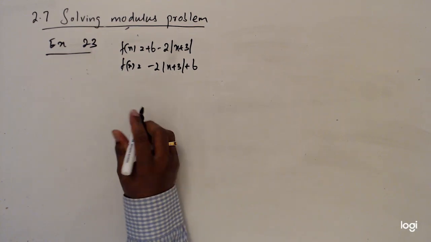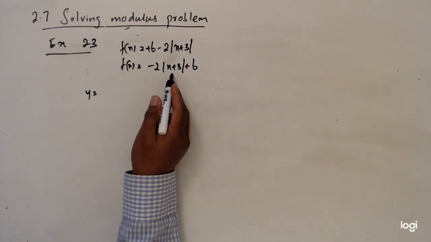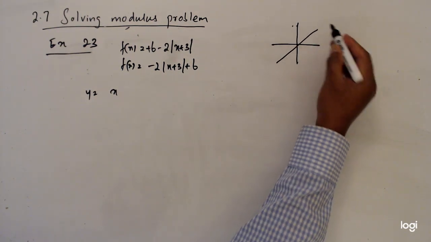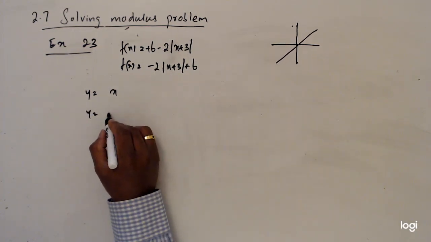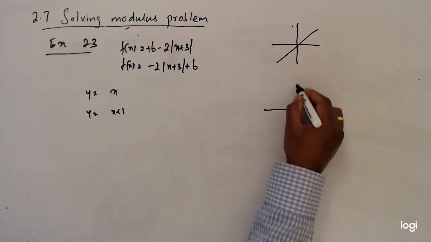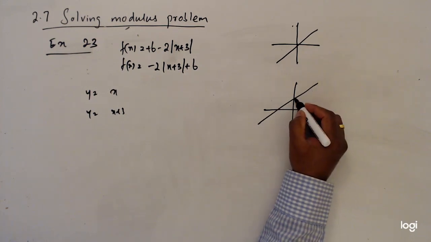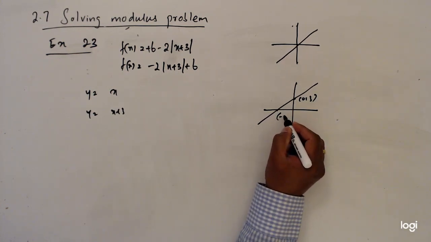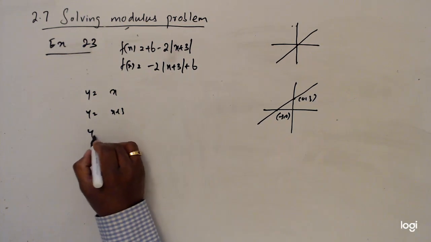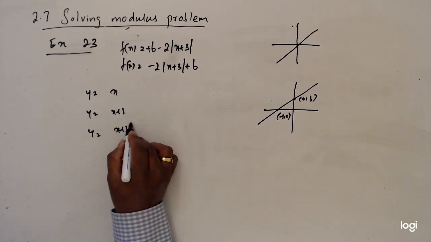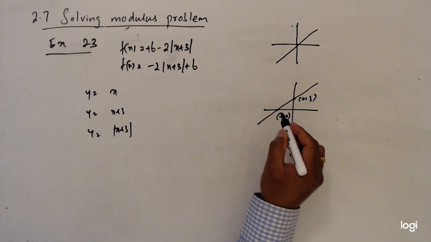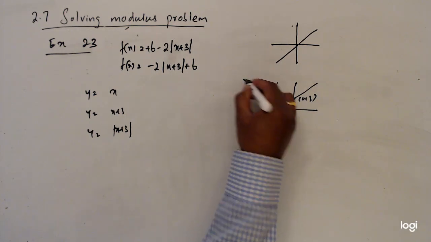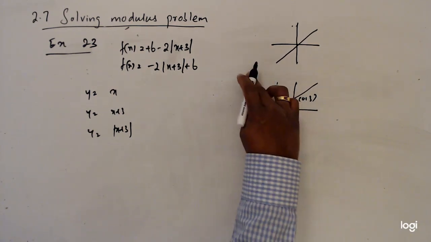Now what is the drawing plan here? So y equal x, then y equal x plus 3 shifted, so this is going to be something like this, 0, 3, and this is minus 3, 0. And y equal mod of x plus 3 means turn all the negative y to positive, or a mirror reflection of this one.